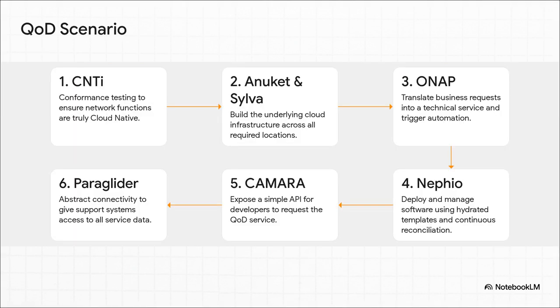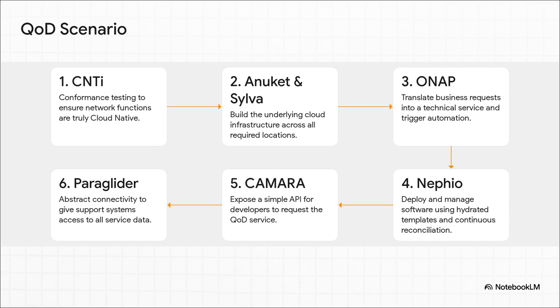Okay, let's walk through this quality on-demand scenario step by logical step. Step 1 begins long before we build anything. It starts with CNTI. The network operator uses the CNTI conformance testing framework to rigorously verify that the cloud-native network functions they've purchased from their vendors are actually cloud-native. Do they adhere to best practices? Can they be configured dynamically? Can they be automated effectively? This is a vital quality control check at the very beginning of the process.